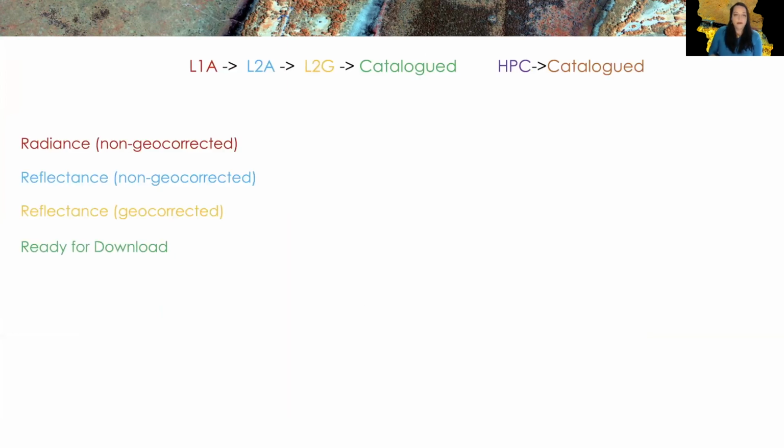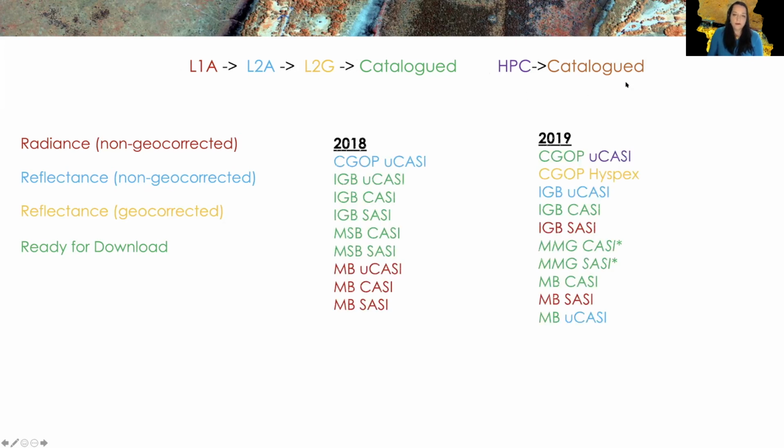So where we are in the actual processing, we go from radiance that is non-geocorrected to reflectance that is non-geocorrected, which is then geocorrected and then cataloged in the Geospatial Portal. At that point, the hyperspectral point cloud is generated, and that is then cataloged. So for 2018, it's basically the Mer Bleue lines that are still outstanding, and Deep is currently working on the new geocorrection of the CGOP lines. We actually reprocessed the entire suite of CABO data starting about a month ago, as there were some improvements in the geocorrections. We wanted to make sure all the data are up to date.